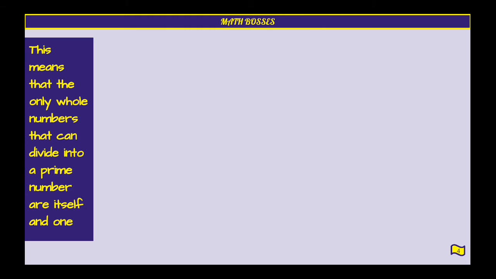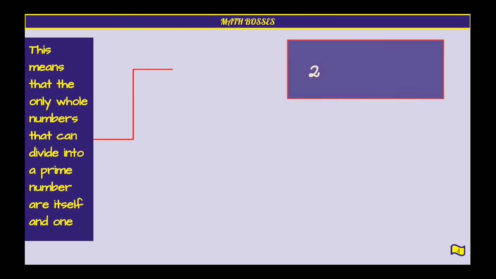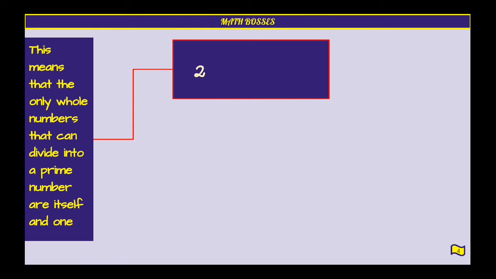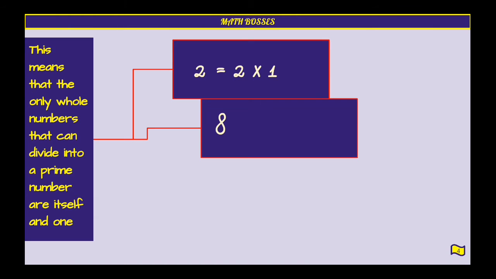Now let's see some examples by comparing three different numbers, starting with 2. Now 2 can be expressed as a product of two factors, which are 2 and 1. That's why we can say 2 is equal to 2 multiplied by 1. However, when we move on to 8, 8 can also be expressed as a product of itself and 1. That means 8 can be written as equal to the multiplication of itself, 8, and 1.